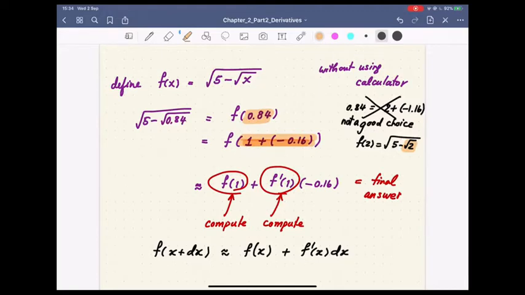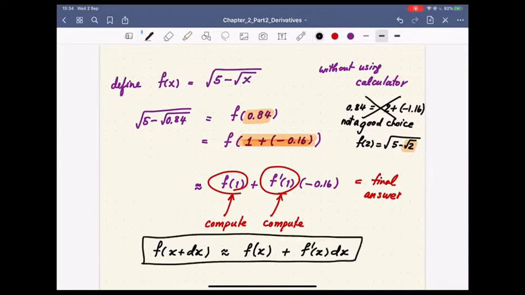So that is all I want to say about the differential formula. I hope you can do this. The practice for this is going to be in homework 3. In homework 3, we're going to start by looking at differentials.